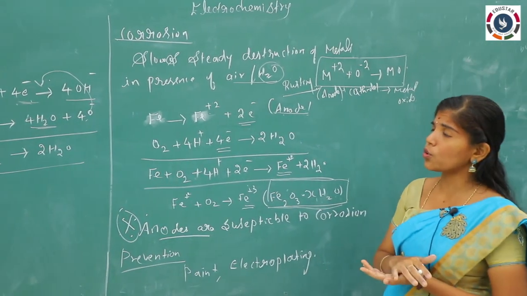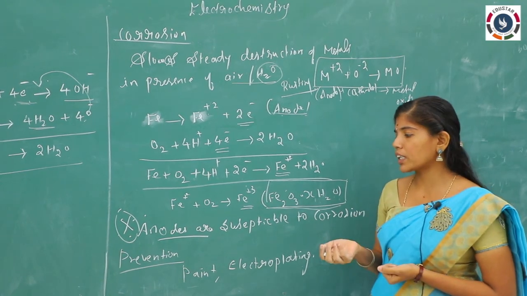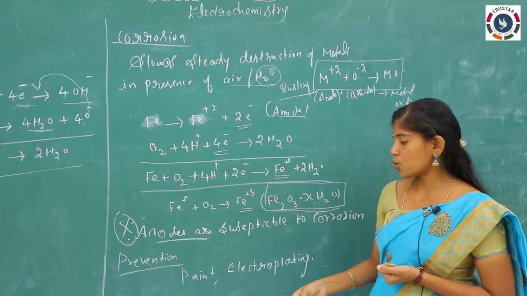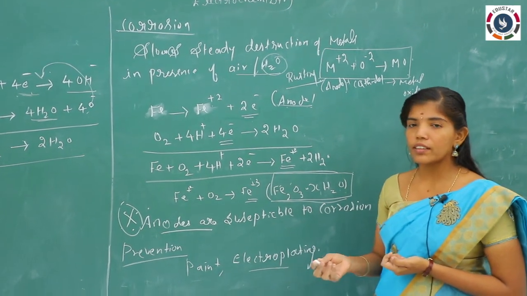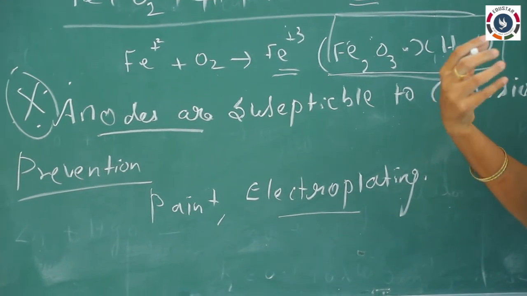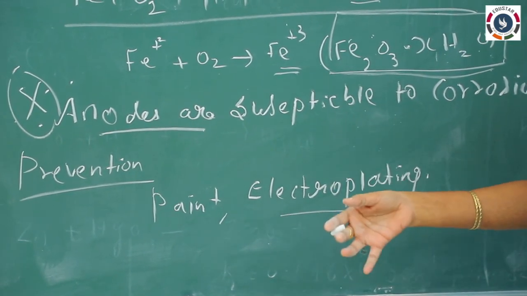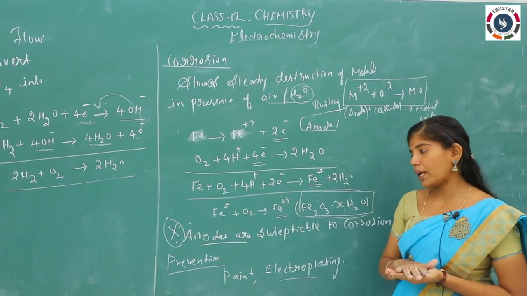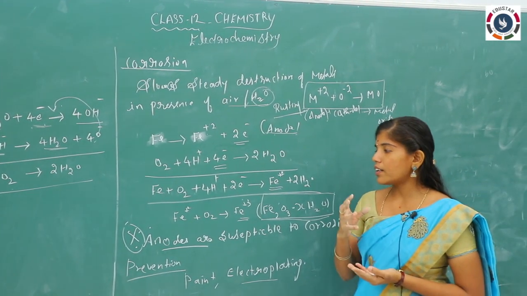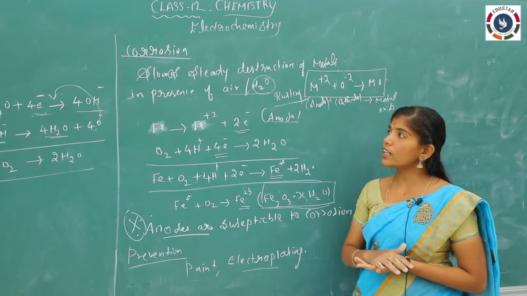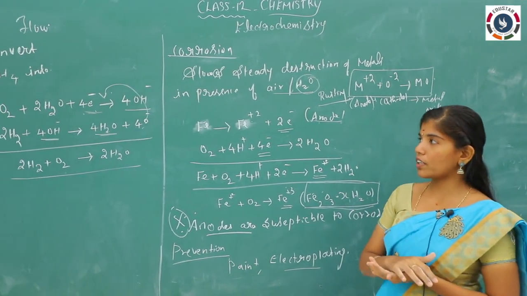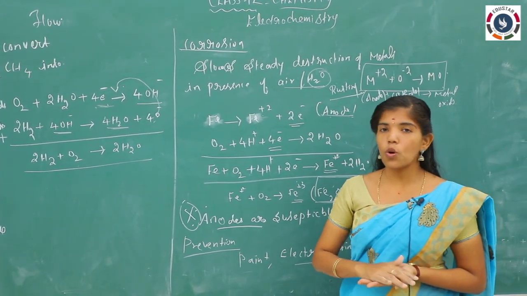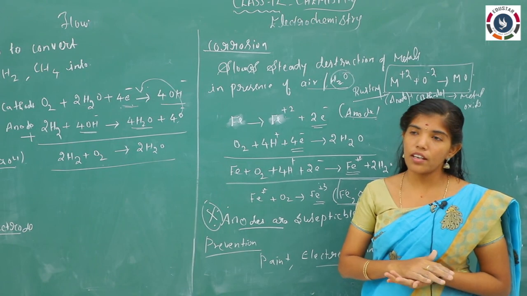So, to avoid corrosion, what should we do? The simple technique, painting the metallic surface itself, controls the corrosion. Another thing is electroplating, that is coating of a precious metal over the base metal. And electroless nickel plating is also there. This will also help to prevent corrosion. That is all for the unit on electrochemistry. Let us move on to organic chemistry in the next part.